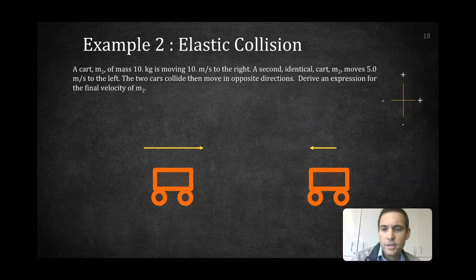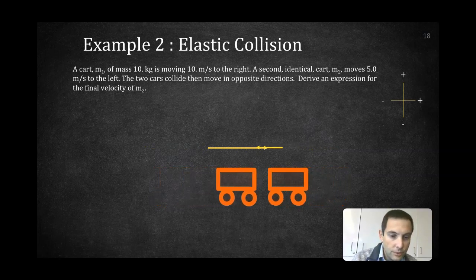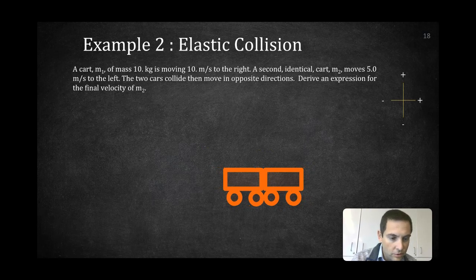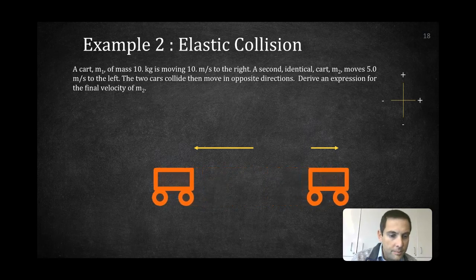Another example. A cart M1 of mass 10 kilograms moving 10 meters per second to the right. Identical cart M2 moves 5 meters per second to the left. Two carts collide and then move in opposite directions. Derive an expression for the final velocity for M2. So here's what that looks like in cartoon form. They move in opposite directions.